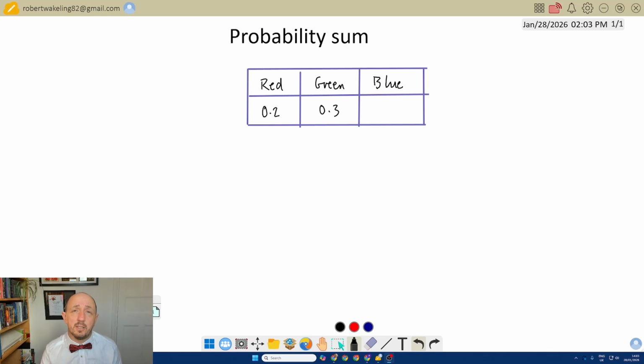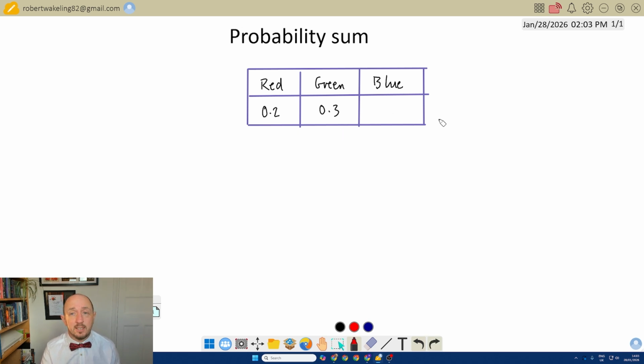In this video, we're going to be looking at the probability sum, and that's going to help reinforce the harder probability topics that are coming later. So in the exam, you will often have this setup where you have counters in a bag and the probability of getting red is 0.2, green 0.3, and they want you to fill in this gap here.